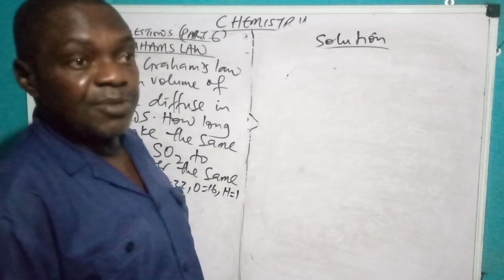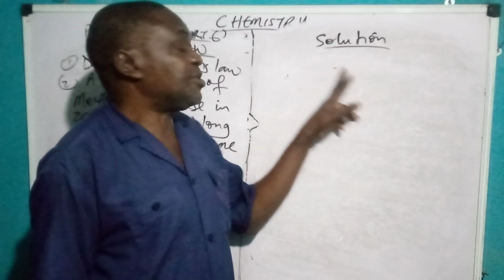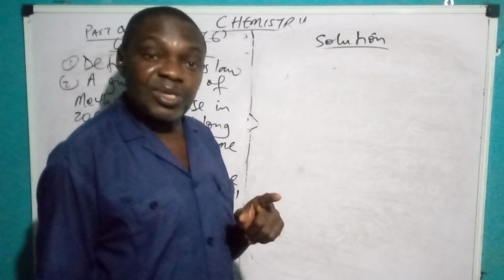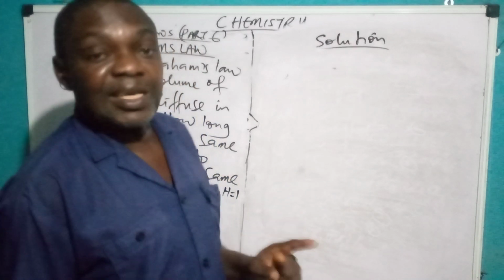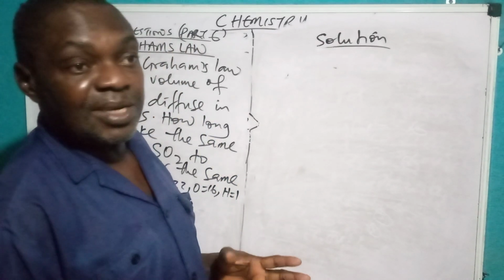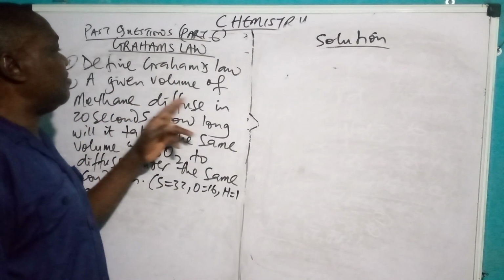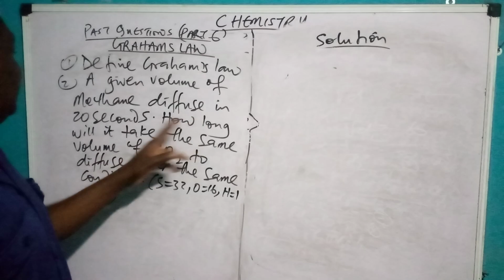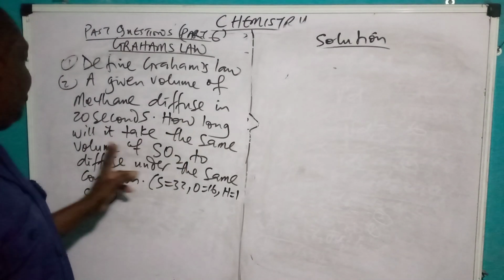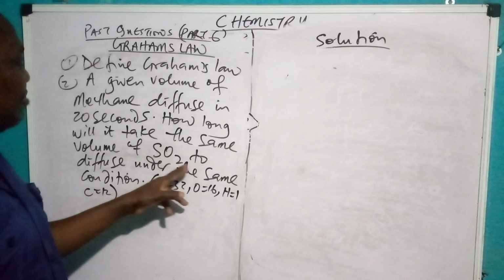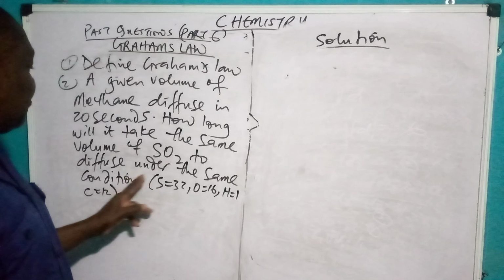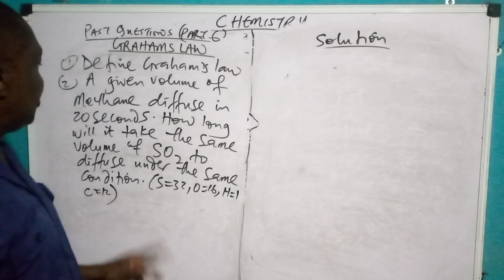So the law again can be stated as: the rate of diffusion of any gas is inversely proportional to the square root of its density at standard temperature and pressure, or at constant condition. That is the first one. The second one says a given volume of methane diffuses in 20 seconds. How long will it take the same volume of sulfur oxide, SO2, to diffuse under the same condition?